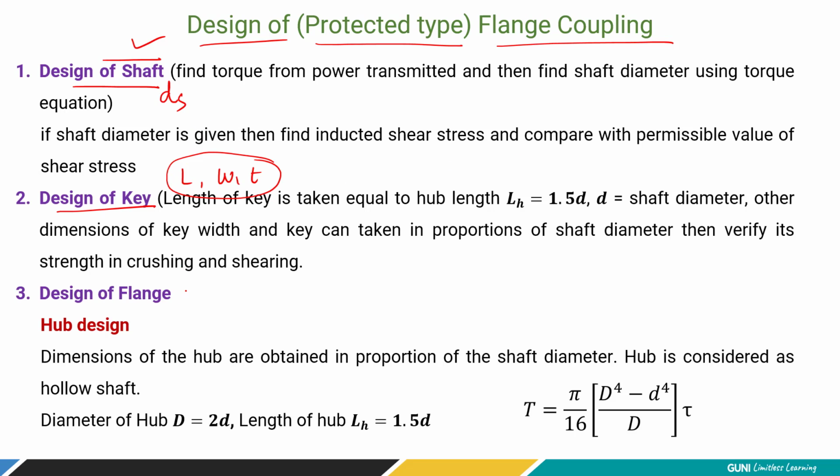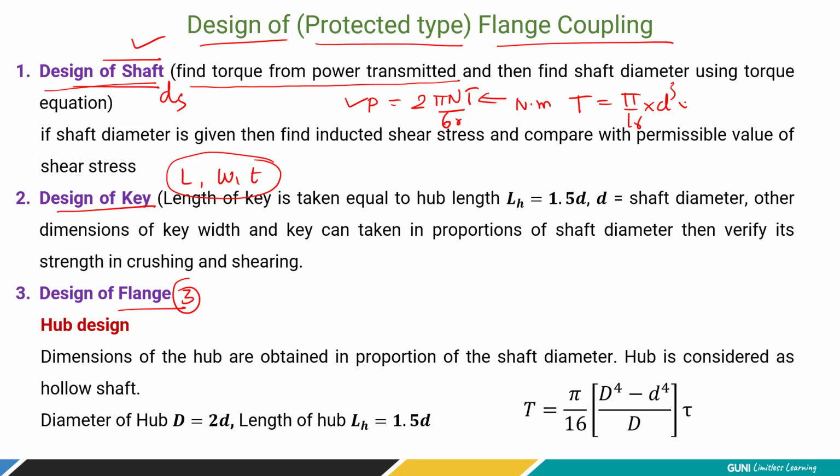So here the third stage is to find the flange dimensions. But the first category is design of shaft. Here you need to find the torque from power transmitted. As we know, P is equal to 2 pi n T divided by 60. If the power value is given to you, using this equation, you can find the torque in terms of Newton meter. Then by considering torsional shear stress, T equals pi by 16 d raised to cube into tau, right? So you can find torque from these equations, right?